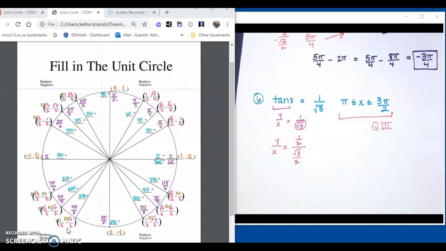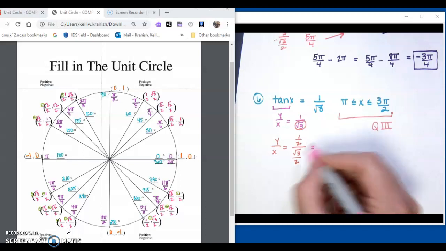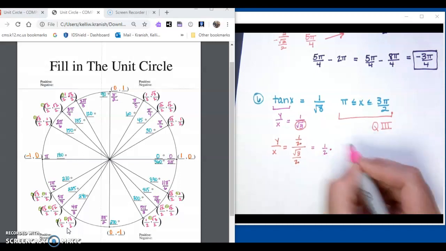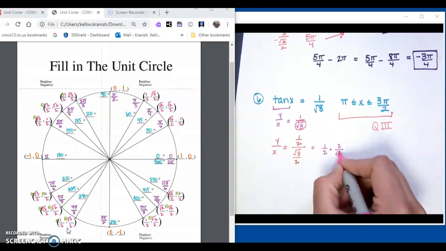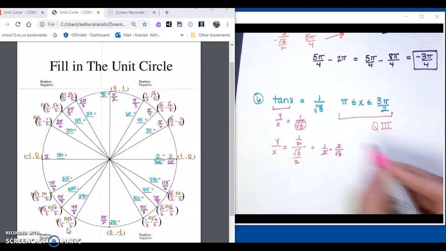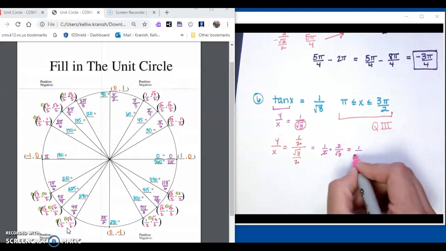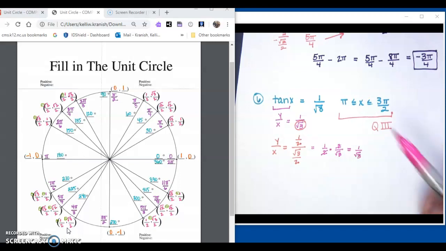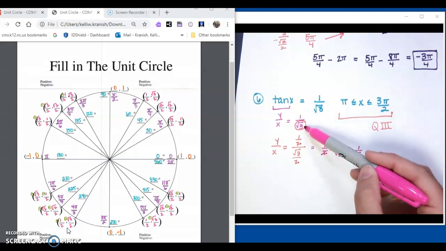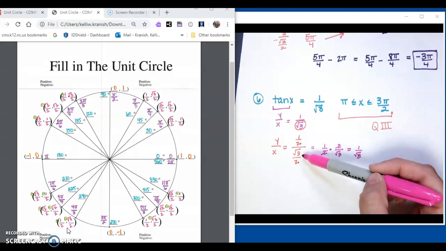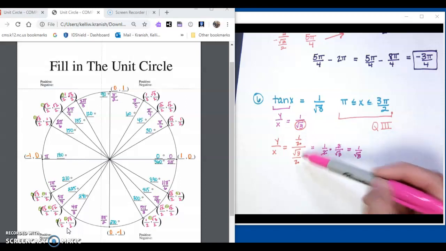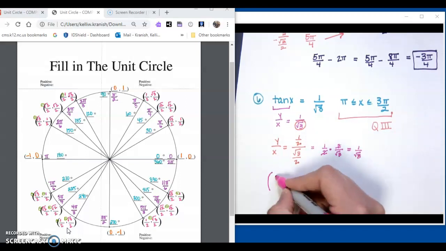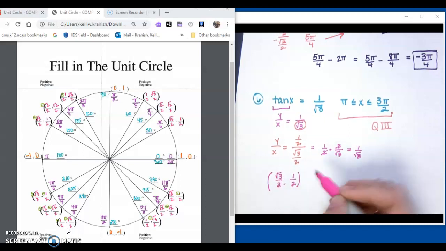Here's why. If you were to divide these out, you would do same, change it to multiplication, and flip it. That's where your 2's would cancel, and you would end up with that 1 over the square root of 3. So when you see this 1 over square root of 3, wherever that square root of 3 is, that's where your square root of 3 over 2 is to go. So we're looking for an ordered pair that has square root of 3 over 2 in the x value and 1/2 in the y value.